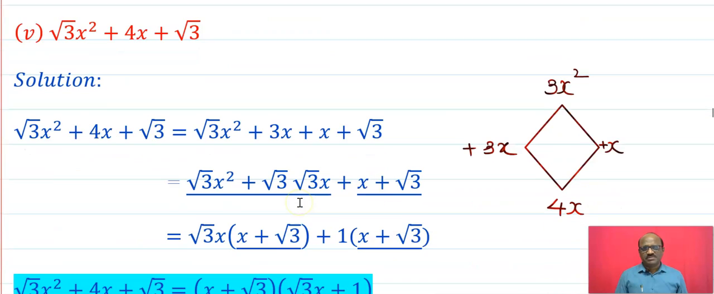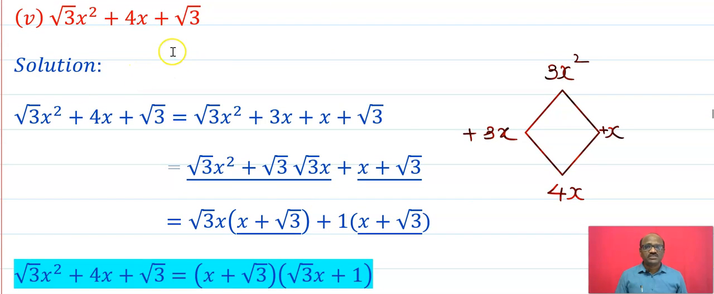Now the next example has a root 3 number. That is root 3x square plus 4x plus root 3. Now see this again: root 3x square plus 4x plus root 3. Now the product of first and last.